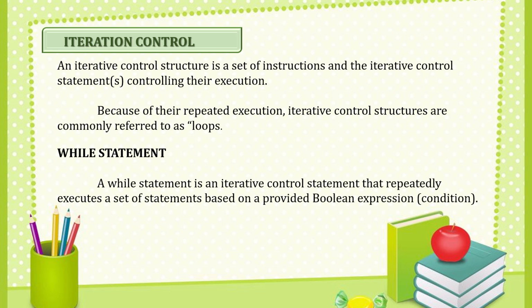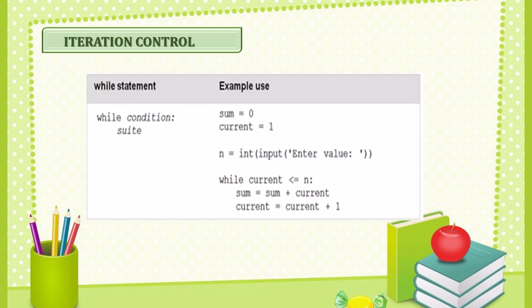A while is an iterative control statement that repeatedly executes a set of statements based on a provided Boolean expression, that is, a condition. So here we are going to see the syntax and the example for the while usage. The syntax starts with the while keyword, followed by a condition, followed by a colon, and below that it has statements.